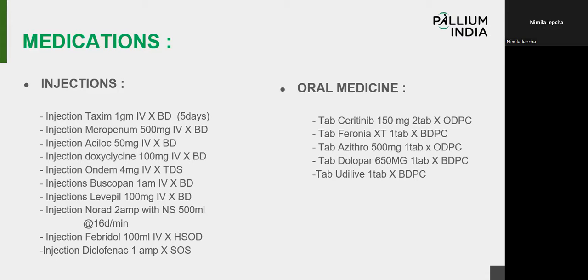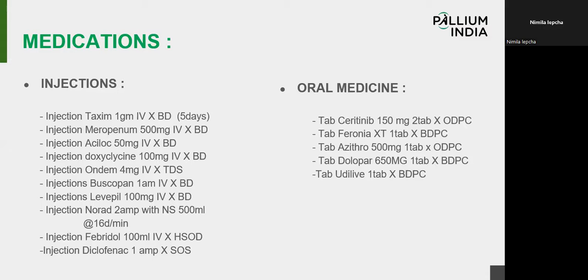On admission, BP was 60/40, so injection Noradrenaline 1 ampoule in 500 ml of NS at a rate of 16 drops per minute was advised. After 4 days, BP was 100/70 without injection Noradrenaline. Injection Fabridol 100 ml IV HS OD. Injection Diclofenac 1 ampoule SOS.